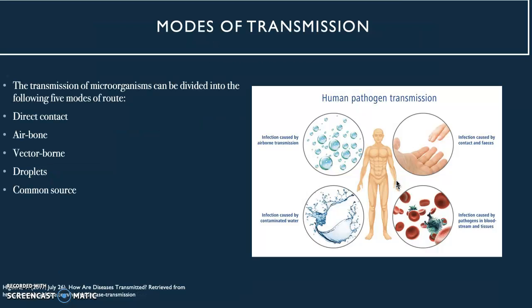Modes of transmission. While there are many modes of disease transmission, the 5 most common ways that nosocomial diseases can be transported include the following: direct contact, airborne particles, vectorborne particles, droplets, and common sources, also known as common vehicular transmission. The most common way of contracting a nosocomial disease is through direct contact, which is hand-to-hand contact either from infected medical personnel or infected patients.